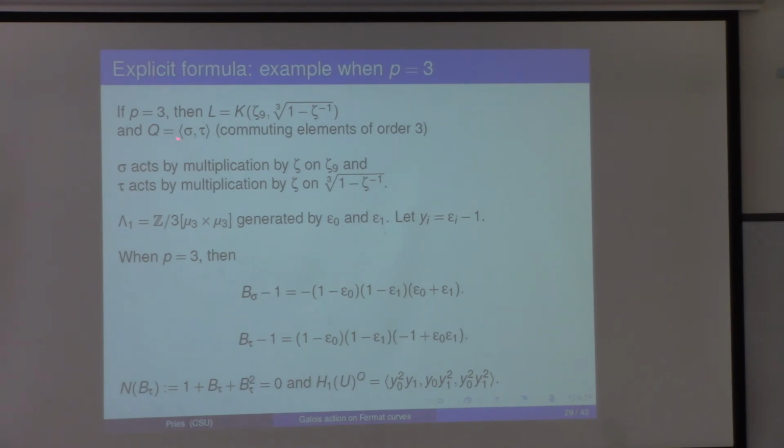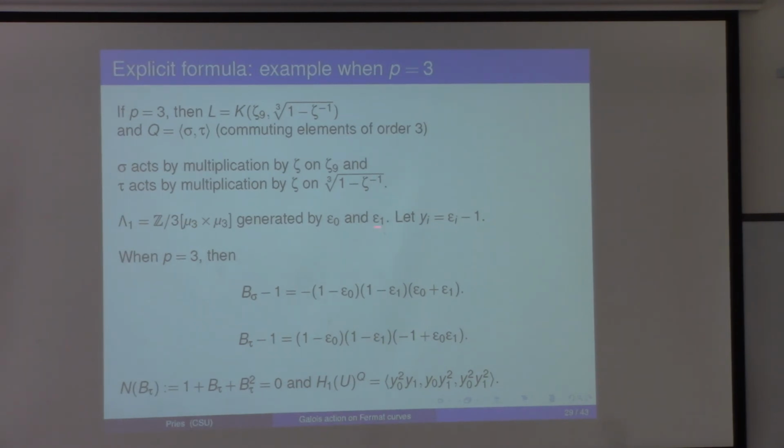So let's say you pick the prime 3, then this field L is generated over the cyclotomic field by a 9th root of unity and the cube root of 1 minus the cube root of unity. And the Galois group of L over K is then generated by 2 commuting elements of order 3. The first one, sigma, acts by multiplication by a 3rd root of unity on zeta 9. And the second one acts by multiplication by a cube root of unity on this thing. So here's the group ring, Z mod 3 adjoin mu3 cross mu3.